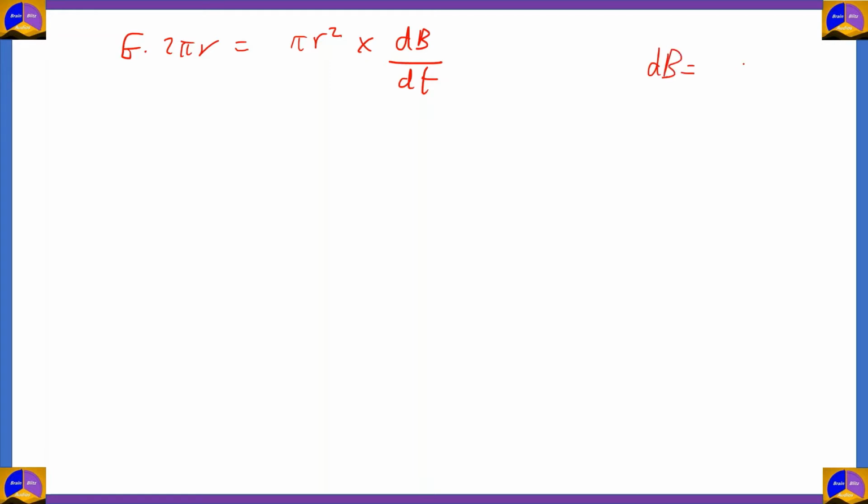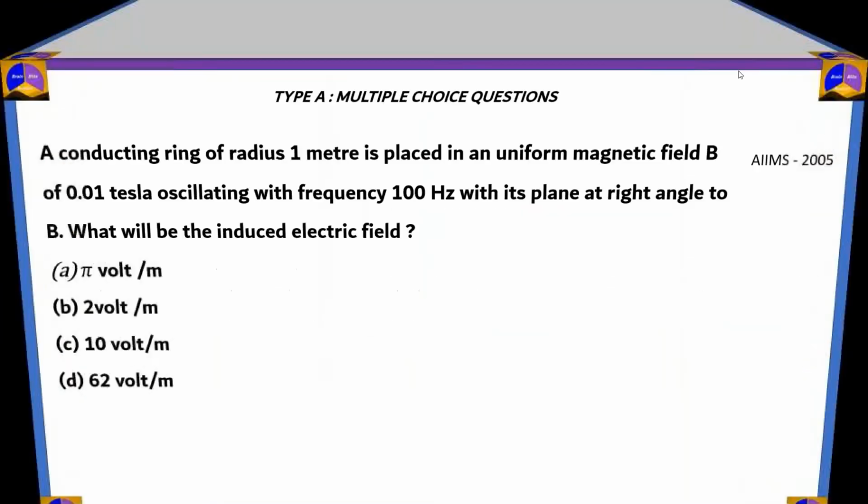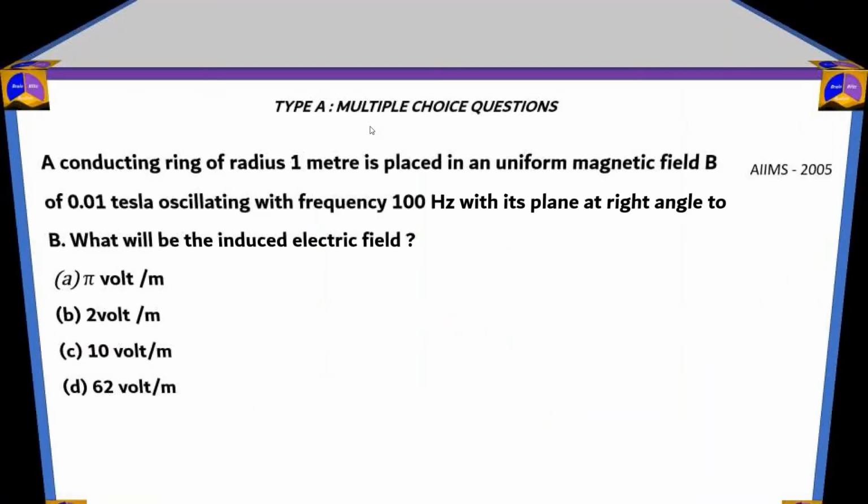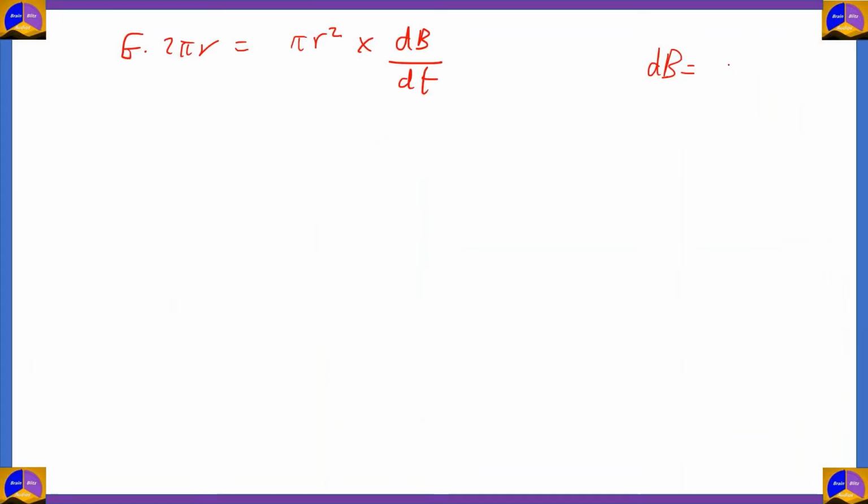Now dB can be calculated as final magnetic field minus initial magnetic field. So since this is oscillating, the conducting ring is oscillating, so therefore the final will be 0.01 Tesla and the initial will be the exact negative, so minus 0.01 Tesla. So therefore the value of the change in magnetic field will be equal to 0.02 Tesla.